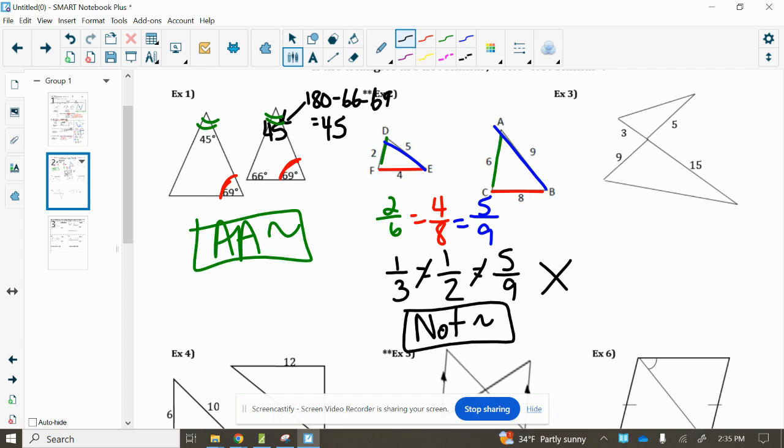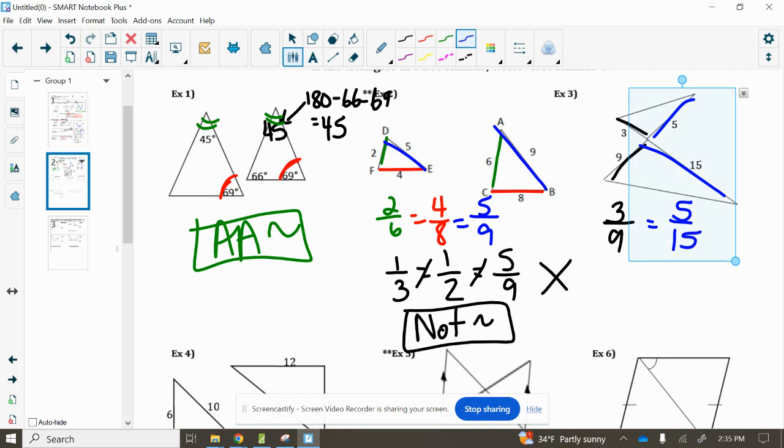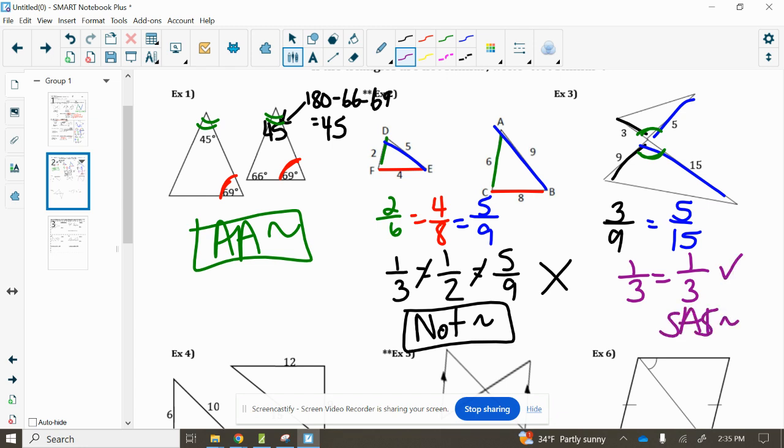On our next one, small to small, 3 over 9. Does that equal medium to medium, 5 over 15? And notice these vertical angles are congruent. So we're checking basically for angle side this time. Well, 3 over 9 is 1 over 3. 5 over 15 is also 1 over 3. So this one did work out because of angle side similarity.